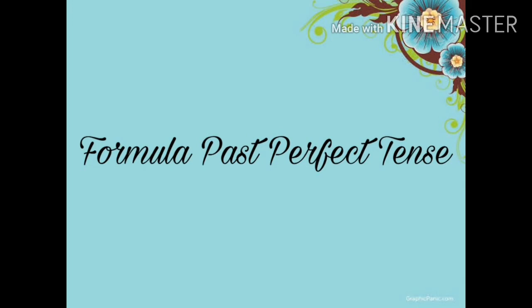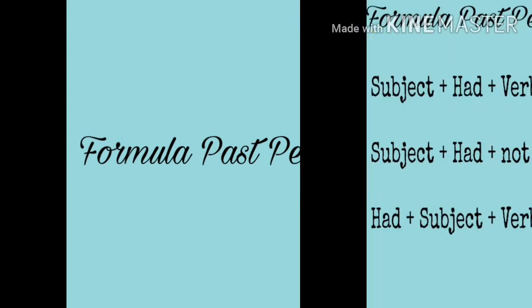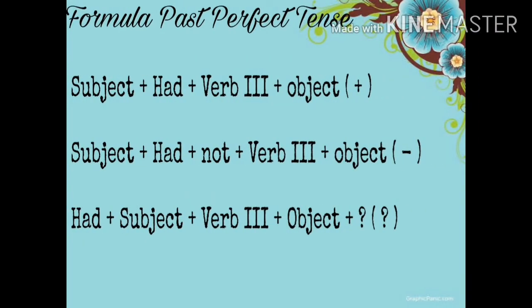Once we found out what past perfect tense is, we will discuss the formula of past perfect tense. The first one is the positive form: subject plus had plus verb 3 plus object. The second one is the negative form: subject plus had plus not plus verb 3 plus object. And the third is the ask sentence: had plus subject plus verb 3 plus object.